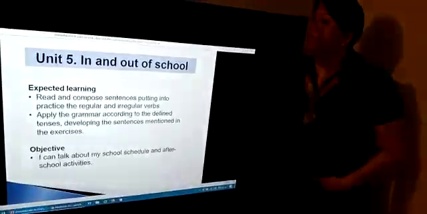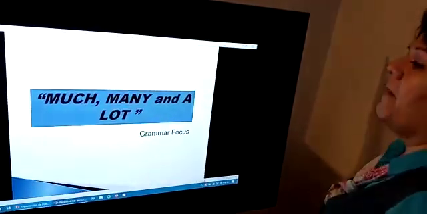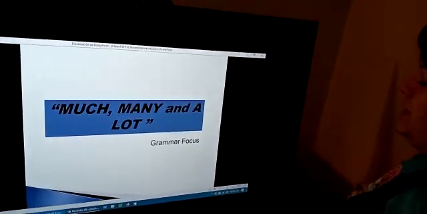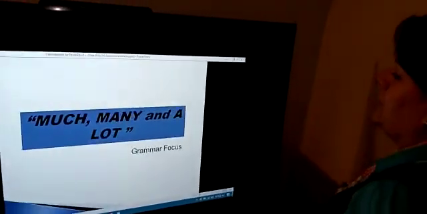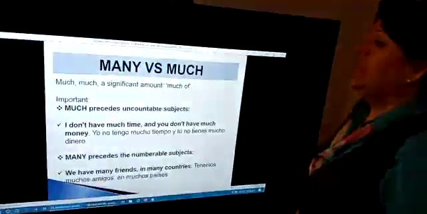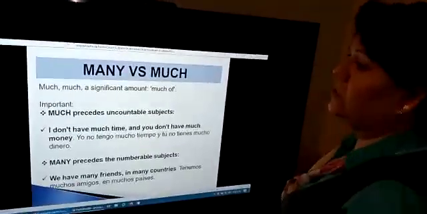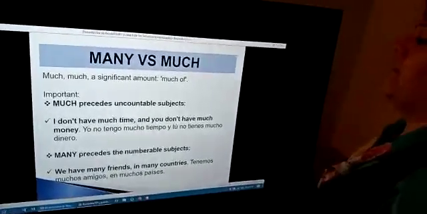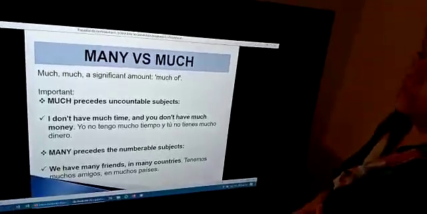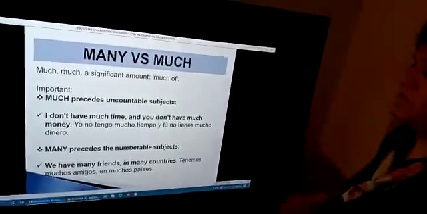Okay? Let's start. Let's see the grammar focus. In the grammar focus, you see much, many, and a lot. Let's see many and much. Much means a significant amount, much of. Important right here: much precedes an uncountable subject. Much is used with an uncountable subject.